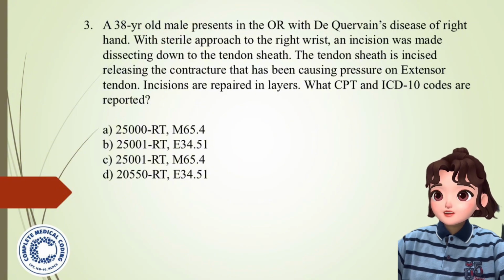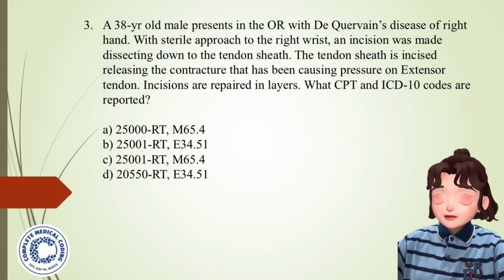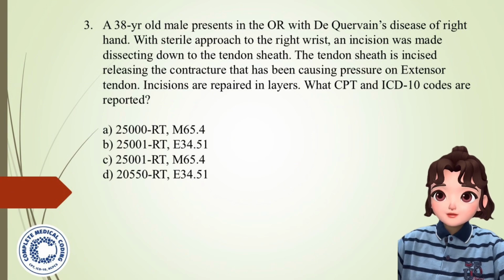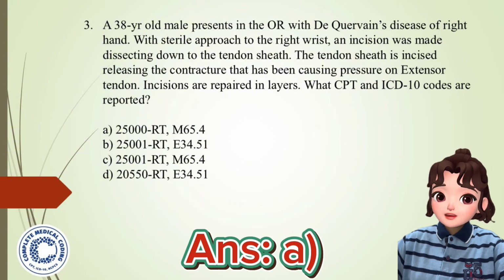25000, what is code 25001? Incision, flexor tendon sheath, wrist, example, flexor carpi radialis. Now, this is another diagnosis, flexor carpi radialis. So, our diagnosis is de Quervain's. So, the correct CPT code is 25000. Okay. So, the answer will be option A, 25000 with RT modifier and diagnosis M65.4.